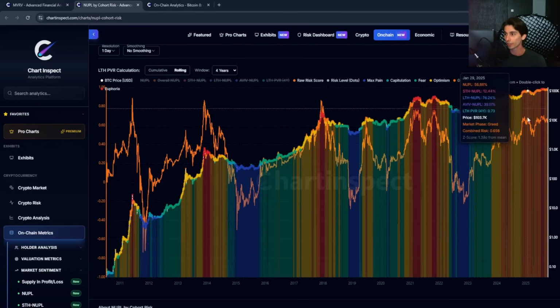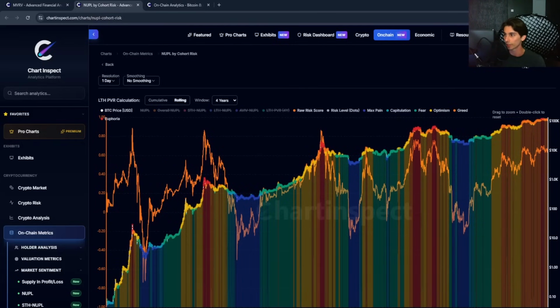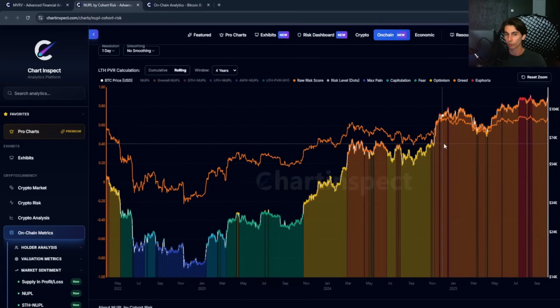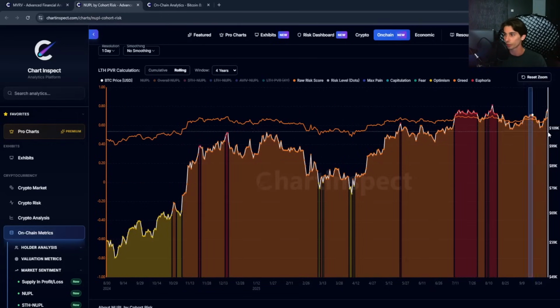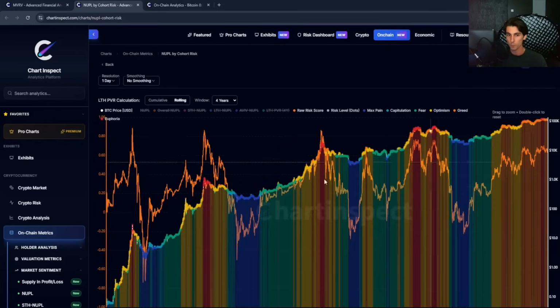So when we look at this chart and these colored dots, every major peak has historically shown a sustained red reading level, right? That's when all cohorts are in extreme profit simultaneously. And currently we're seeing a shift from greed to euphoria. We just had a red reading at around 120K. Right now we're profitable across 99% of cohorts.